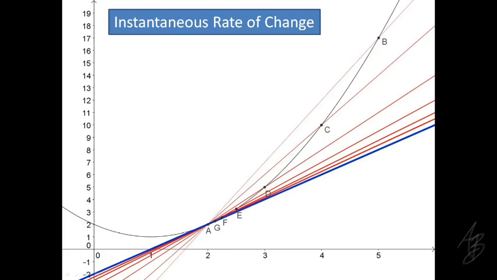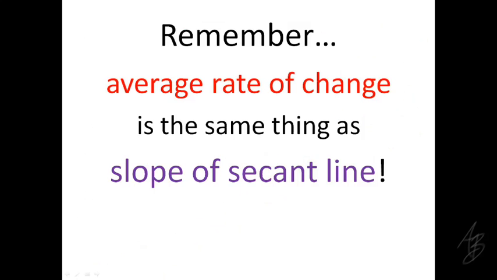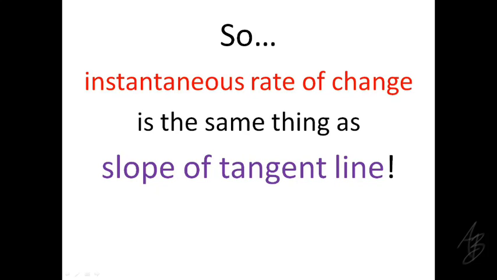And so what we're going to do is use the idea of a limit, and take that average rate of change and turn it into an instantaneous rate of change. So again, remember that the average rate of change is the same as the slope of the secant line, so the instantaneous rate of change is going to be the same thing as the slope of the tangent line. So in a problem, if I ask for instantaneous rate of change, then what you're really trying to do is find the slope of the tangent line at that point.